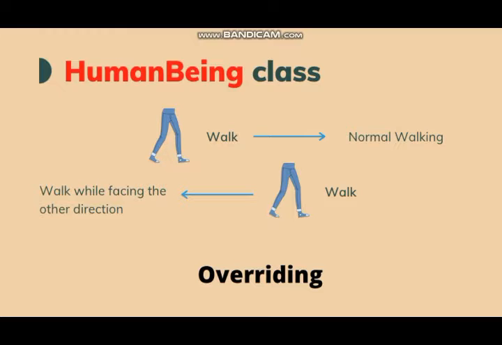If the defined way of walking, for example, is that everyone walks in the direction of their face, what if someone asked you to walk and you start walking backwards? So now you walk, but you walk differently. When you change the mechanism of functions, it is called overriding.